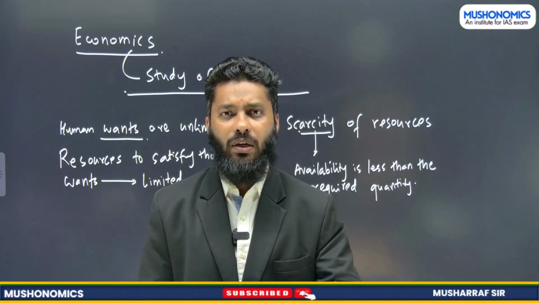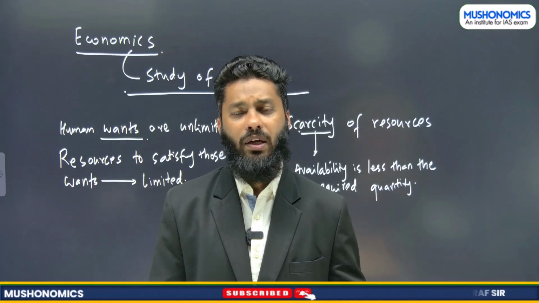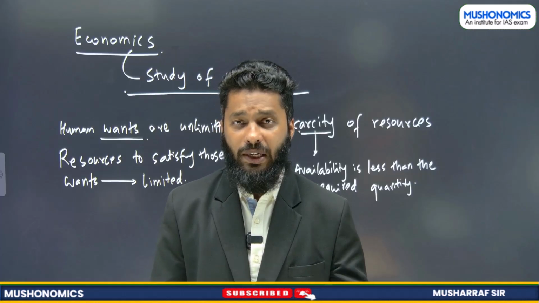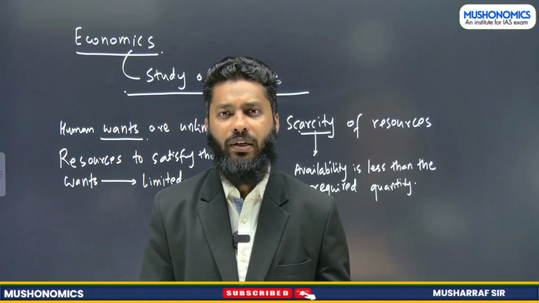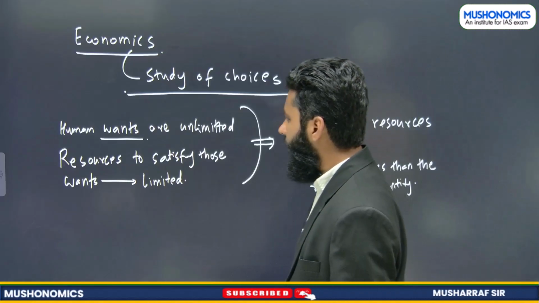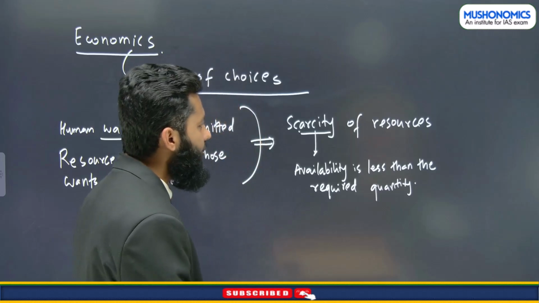So we are not only talking about money. When we say resources are scarce, we are also talking about raw materials. We are also talking about the investment, the money, the fund, the capital that is needed to carry out any production activity, right? So these are the things that we have to understand. Availability is less than the required quantity. This is known as what? Scarcity. Now, what happens in scarcity?